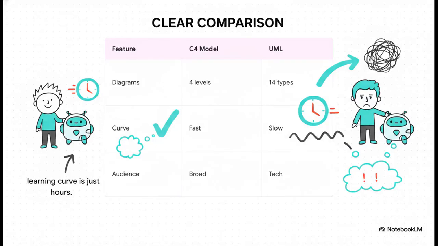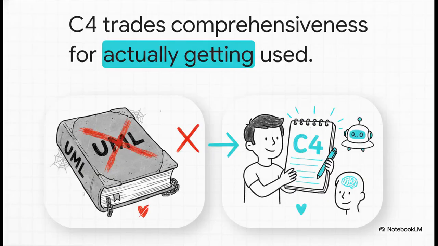The contrast here is wild. UML takes literal weeks to master, while C4's learning curve is just a few hours. So here's the deal. UML trades simplicity for comprehensiveness, but C4 trades comprehensiveness for actually getting used.